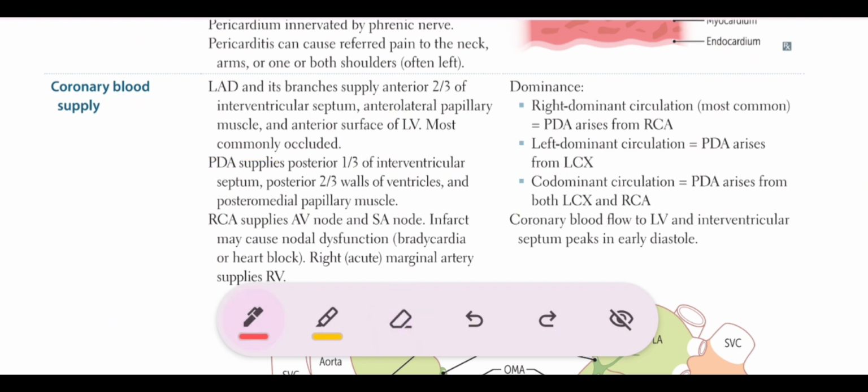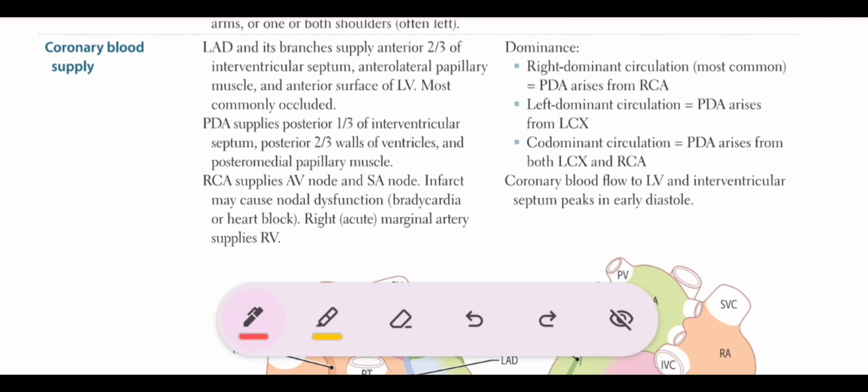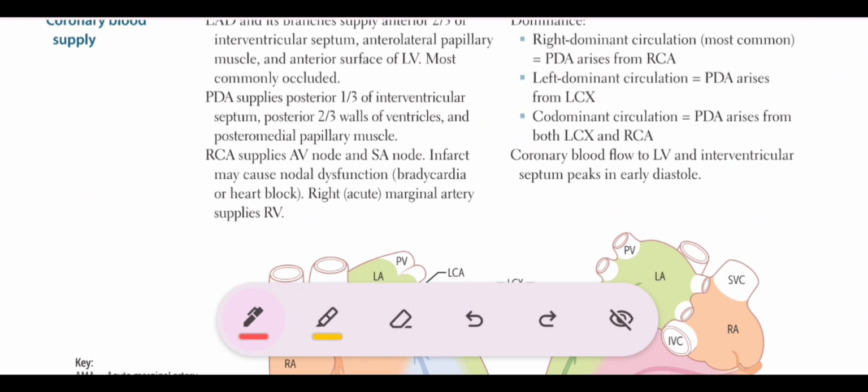Then we have the posterior descending artery, which supplies posterior one-third of the interventricular septum and posterior two-thirds of the ventricles and posterior medial papillary muscle. The right coronary artery supplies the AV node and SA node. Hence, the infarction of the right coronary artery may result in sinus bradycardia and nodal dysfunction.